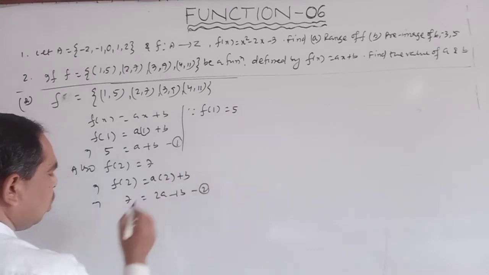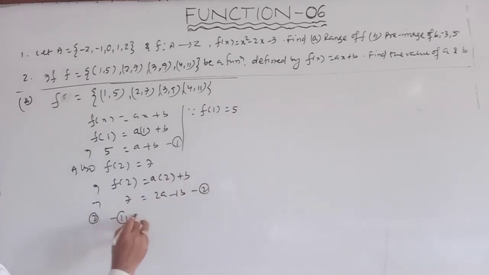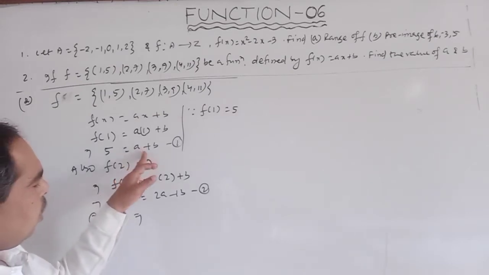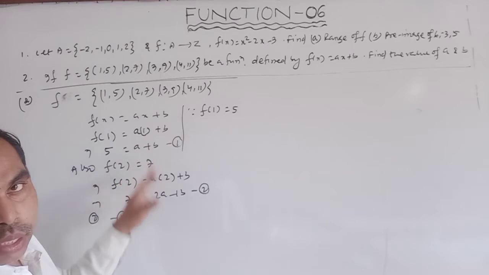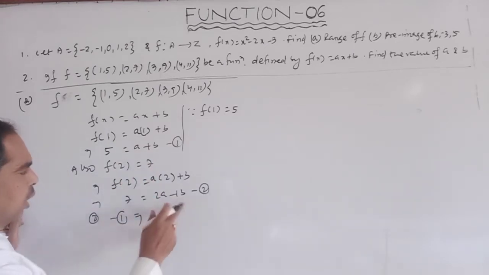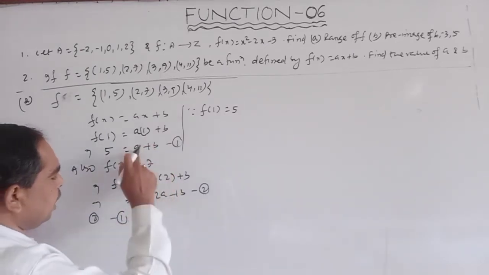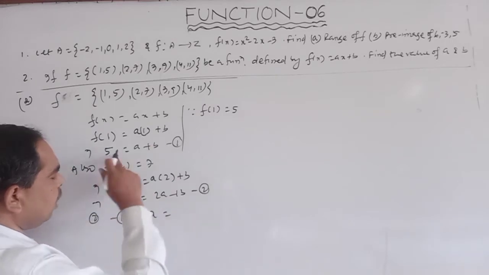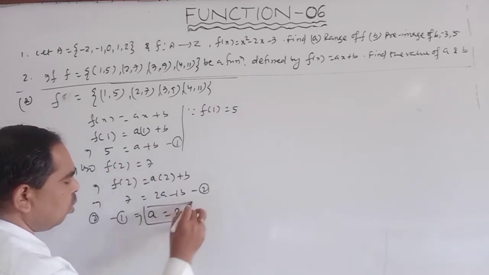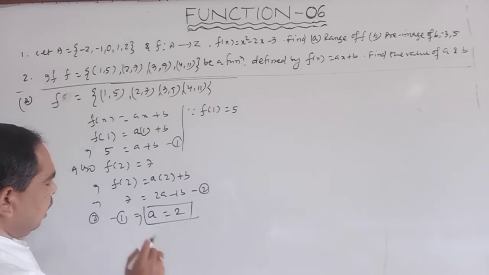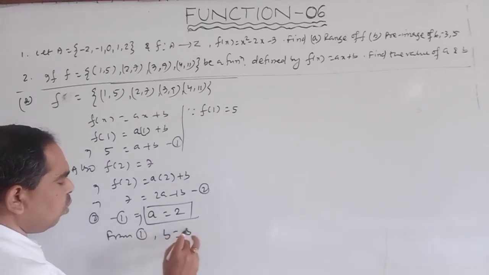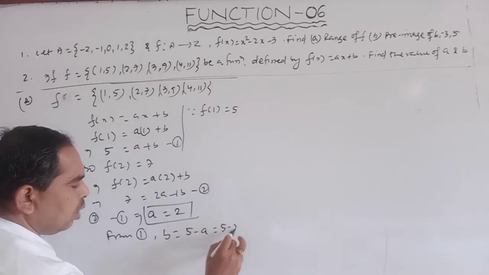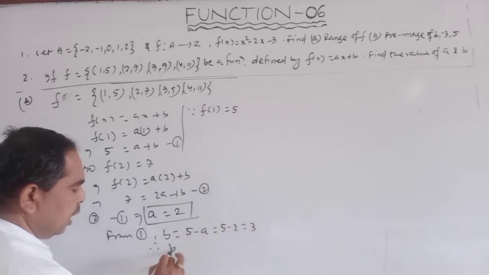Equation 2 minus equation 1. Because equations 1 and 2 contain two unknown quantities a and b, in 2 minus 1, b cancels. 2a minus a is a, and 7 minus 5 is equal to 2. So a is equal to 2. From equation 1, b is equal to 5 minus a, which is 5 minus 2, which is 3. So b is equal to 3.